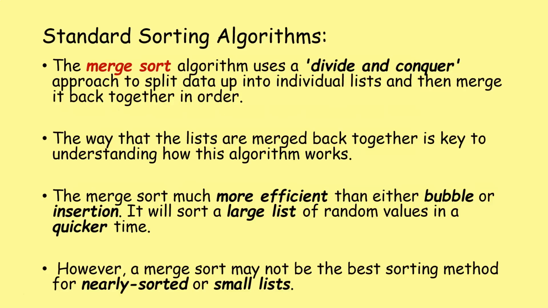The merge sort uses what we call a divide and conquer approach to split data into individual lists and then merge them all back together in the correct order. The way that the lists are merged back together is key to understanding how this algorithm works. The merge sort is much more efficient than either a bubble or insertion. It will take a large list of random values and sort them in a very quick amount of time. However, a merge sort may not be the best sorting method for nearly sorted or small lists.